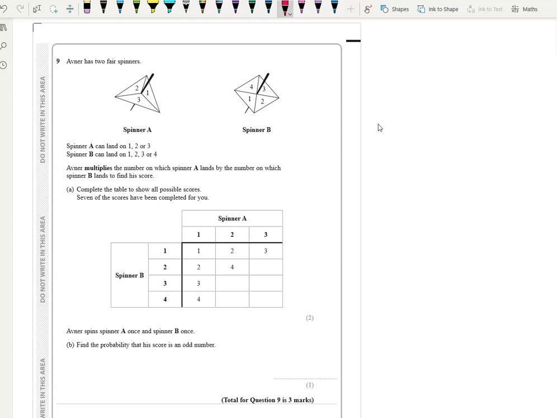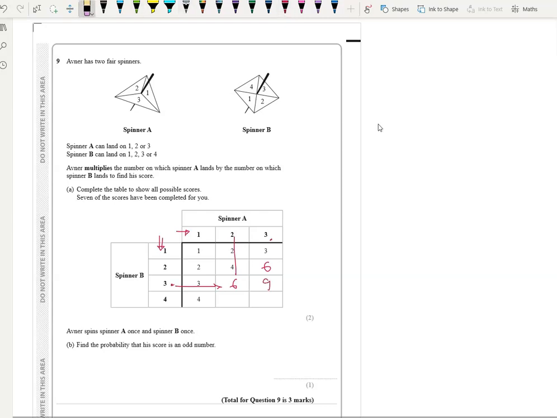So these are the scores for spinner A and these are the scores for spinner B. So you need to multiply both the scores to get the total score. There are a few which are empty, so we need to work it out. On spinner B it is 2, and on spinner A it is 3. So you multiply 2 times 3, you will get 6. Same way you have 3 and 2, it will give you again 6. Then the next column is 3 here and 3 here, it gives you 9.